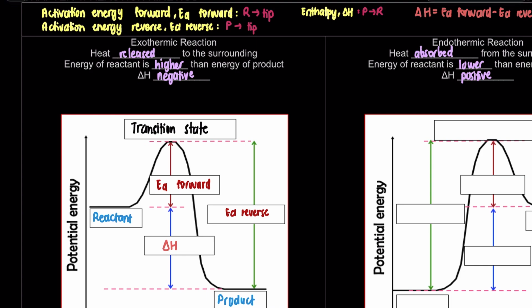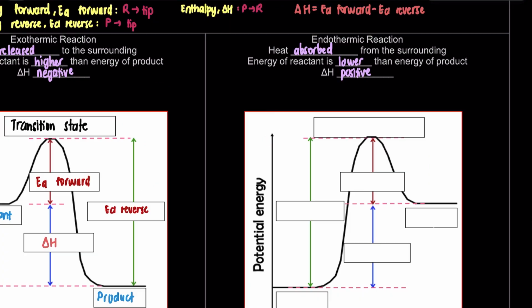Okay, so that is for exothermic reaction. For the endothermic reaction, since heat is absorbed from the surrounding, energy of reactant is lower than energy of product. So when you draw the energy profile diagram, again, reactant must be lower than the product. So I'm just going to label these two with the reactant and the product. Okay, and then I'm just going to label at the tip here. I've mentioned about tip ni kan. So that is what we call just now transition state.